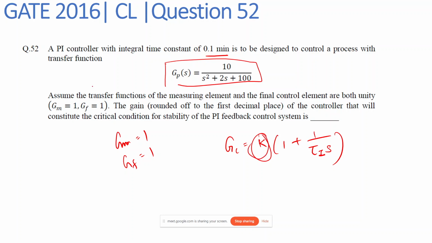Again, for this question, we have to draw the feedback control system, that is, the block diagram of the feedback control system. Then write the closed loop transfer function of the entire block diagram. Then we can use the Routh array to find the criteria for stability, and based on that we can find the value of the controller gain. So let's take a look at the video solution.